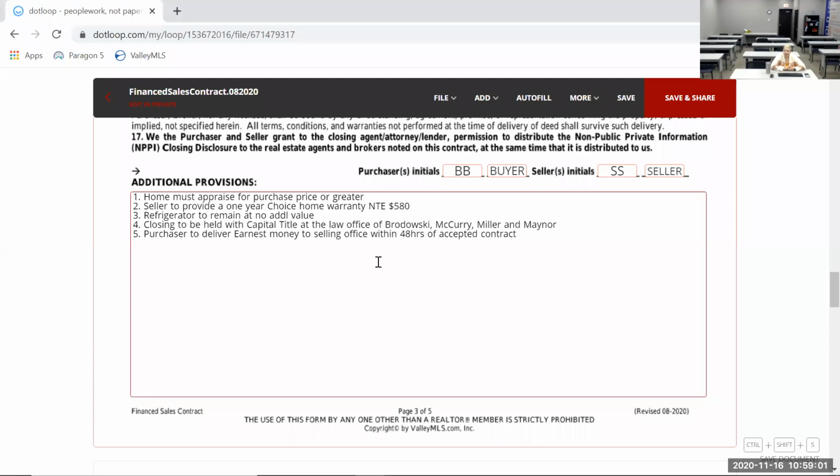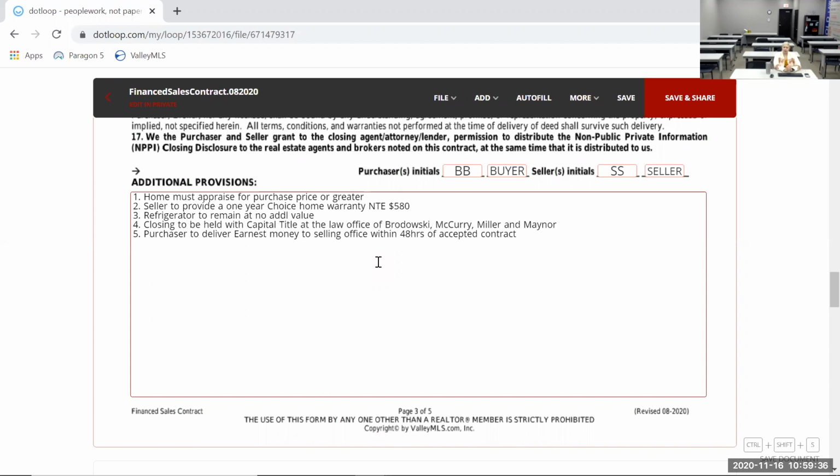Refrigerator to remain at no additional value. I know some people are wanting to put refrigerators, washers, and dryers on a personal property conveyance addendum. I think you're fine to put refrigerator, washer, and dryer to remain at no additional value on your contract. At least refrigerator for sure. We don't see as many washers and dryers, but I think you're okay to put that on the contract. Lenders a couple years ago got really funny about it. Now they're not being as funny.